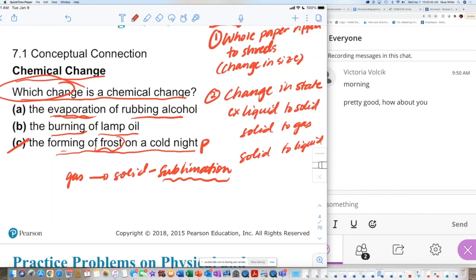And then gas to liquid is called condensation. Liquid to gas, evaporation.